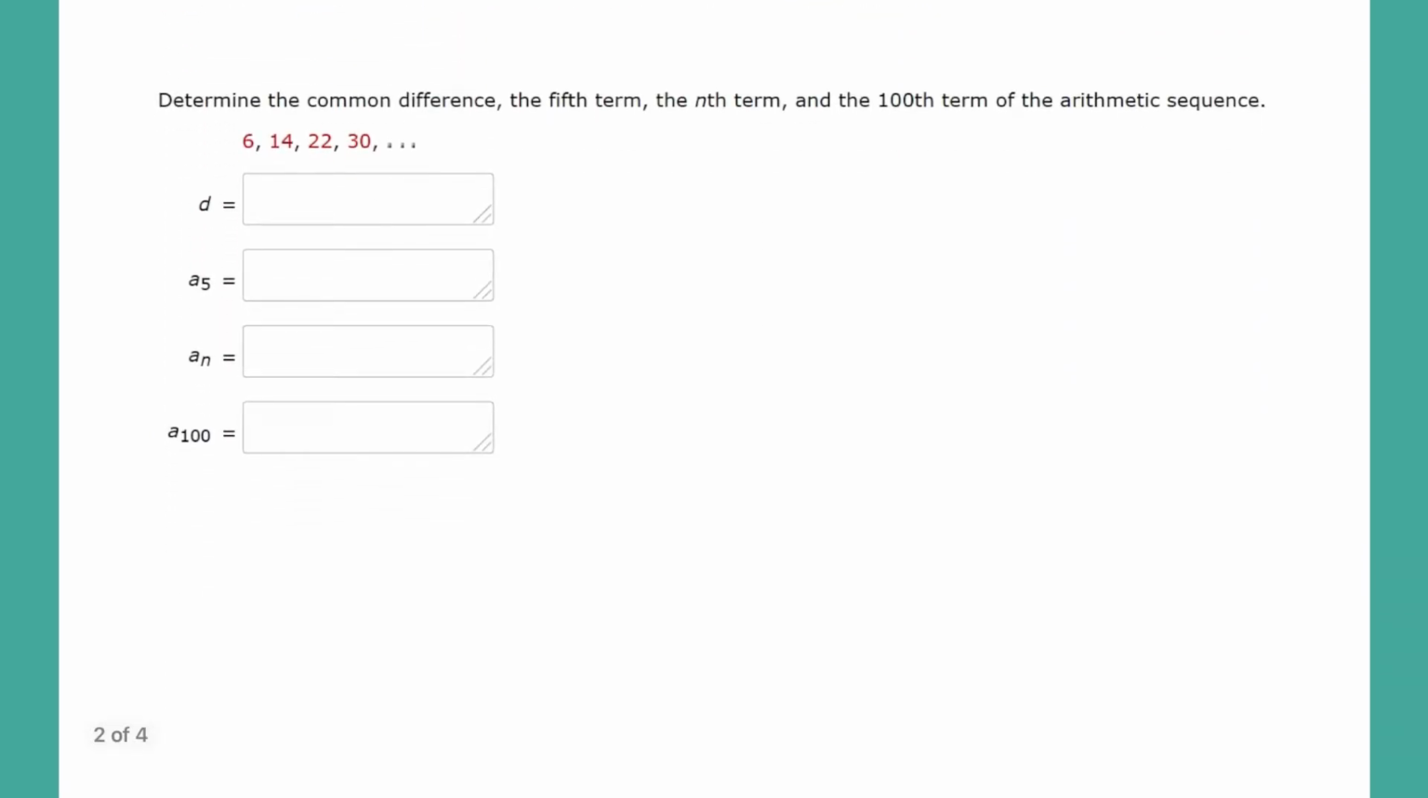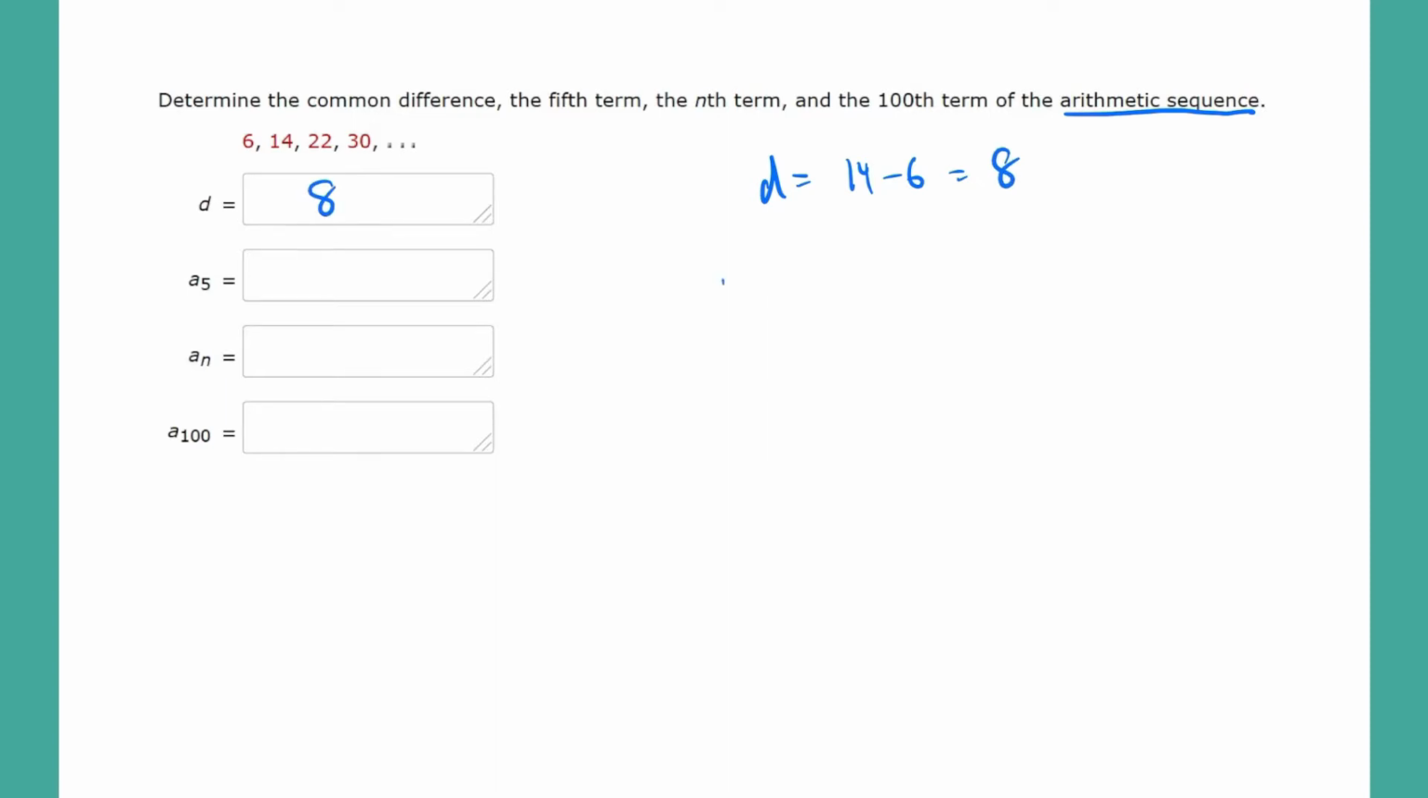Determine the common difference, the 5th term, the nth term, and the 100th term of the arithmetic sequence. So this time they're telling us it is an arithmetic sequence, so that means we don't have to check each common difference to see if it's the same. We already know it is arithmetic, so all we've got to do is subtract the first from the second, and that'll give us our common difference. 14 minus 6 is 8. So that is our common difference.